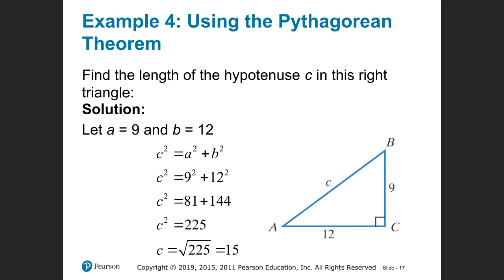Now don't stop there. You have to find the square root of each of these. The square root of C squared is C. The square root of 225 happens to be 15. Sometimes the answer will be a decimal, but for this particular one, 15 times 15 is 225. So this one turns out nicely. And that is the end of this particular section.